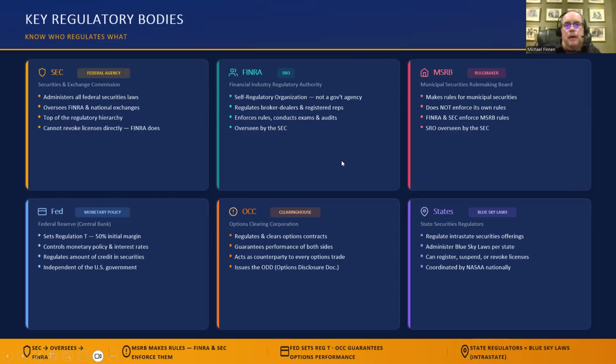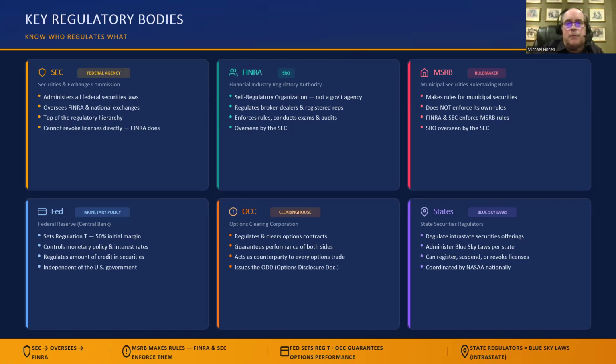Okay, now we're going to talk about the key regulatory bodies that regulate the securities industry. The first one we're going to, this is who regulates you. If you become a registered rep, these are the people who are looking out to make sure you do the right thing. All right. So first one is SEC.